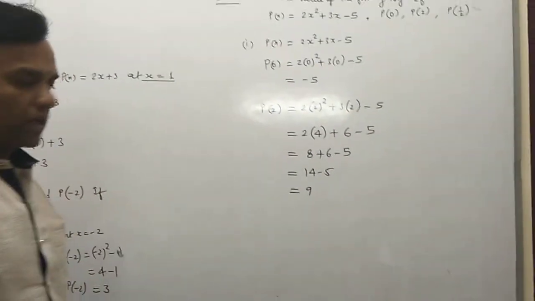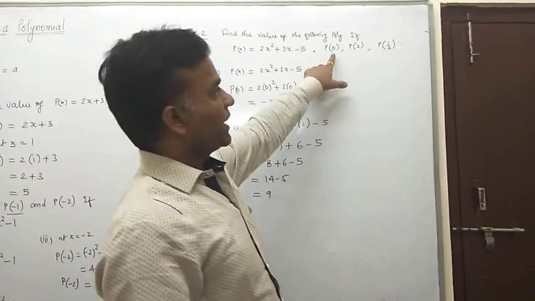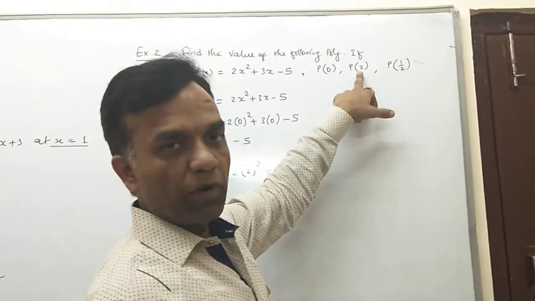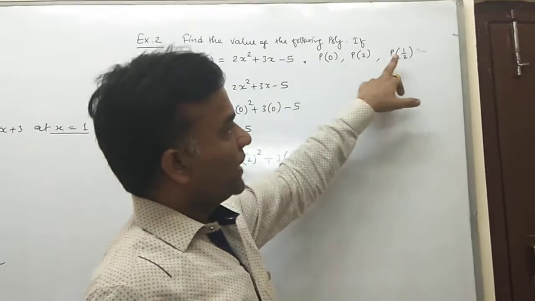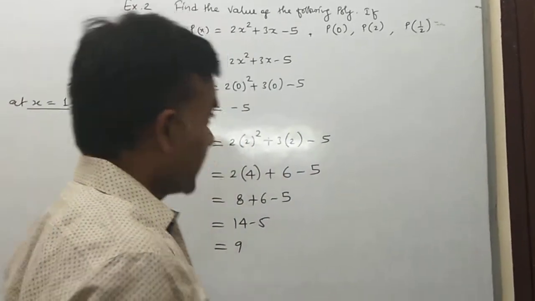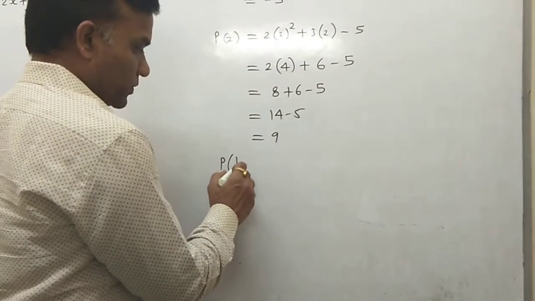Okay, so the concept is very easy. The value you find depends on what is given. Like here we have 0, it means you replace x by 0, and here we have 2, it means you replace x by 2, and now we have 1 by 2, so here you replace x by 1 by 2. So now the third value is p of 1 by 2.